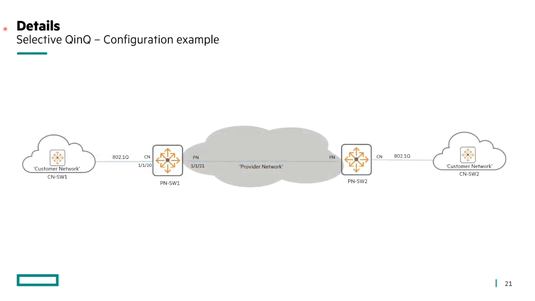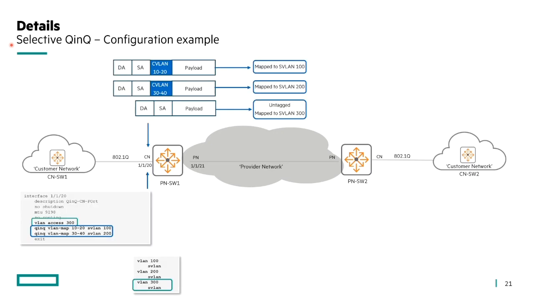And now going into some configuration details, first of all for selective QinQ. So in this example, we have CVLANs, standard VLANs 10 to 20, and they're going to be mapped to the SVLAN 100, and CVLANs 30 to 40 mapped to SVLAN 200, and any untagged traffic is going to be mapped to SVLAN 300 on this CN port.